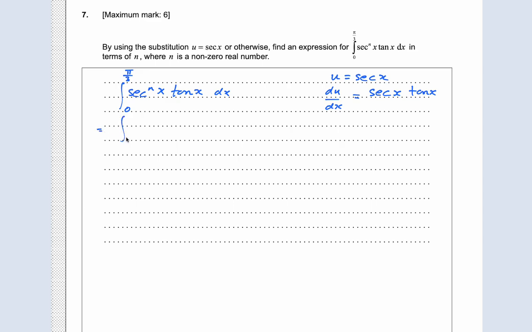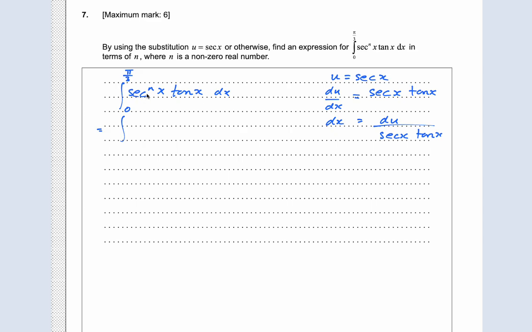So this equals the integral. I'm going to leave the limits for the time being because I don't know if I want to change the limits or not. I'll decide after. So du/dx is this. So dx, the way I like to do this, guys, is I say, okay, dx is then equal to du divided by sec x tan x. That's just rearranging, multiplying by dx and dividing by this.